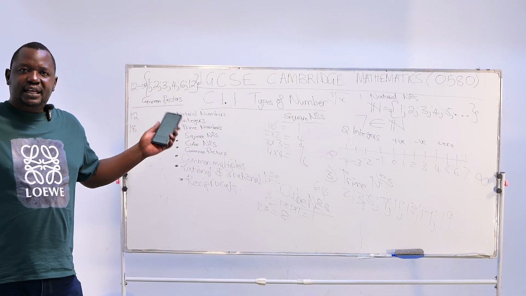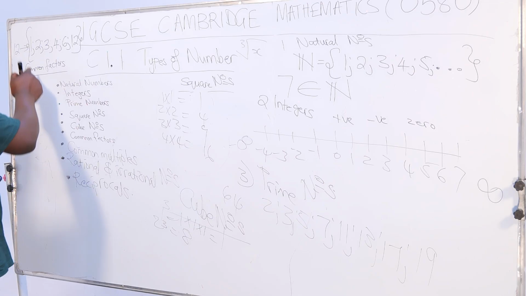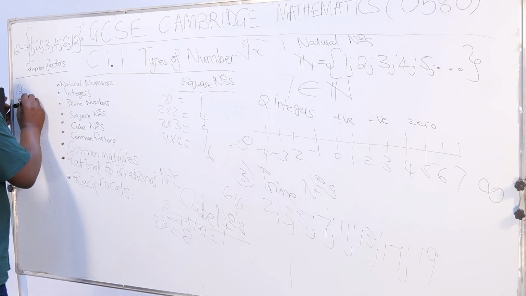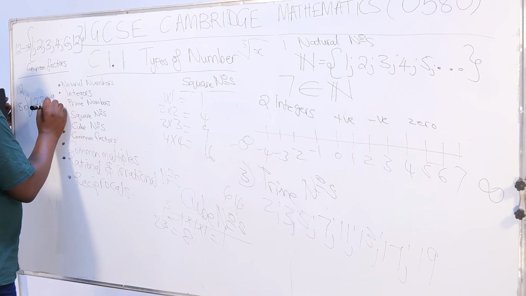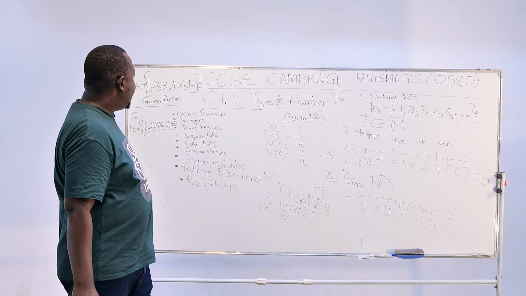So one of the things that we are going to do is list the factors. Factors of 12, we already listed them: 1, 2, 3, 4, 6, and 12. Factors of 18: we're talking of 1, 2, 3, 6, 9, and then 18 itself, right?